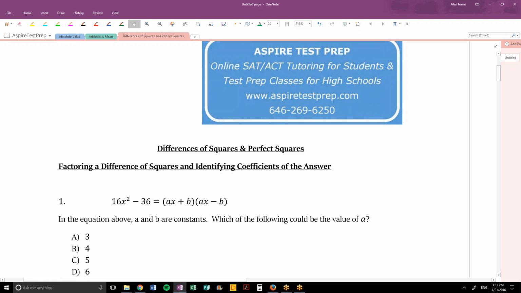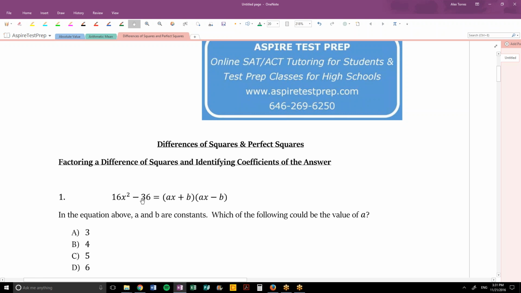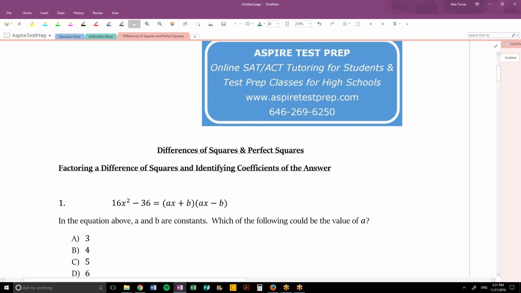Starting with question 1. Question 1 gives us an expression and says, which of the following could be the value of A? Well, in order to effectively handle this problem, we need to realize that if we had something like x plus y times x minus y, and we were to FOIL it out, we'd get x squared, first times first, outer times outer, inner times inner, and last times last, and we'd get a situation where the outer and inner terms cancel out.